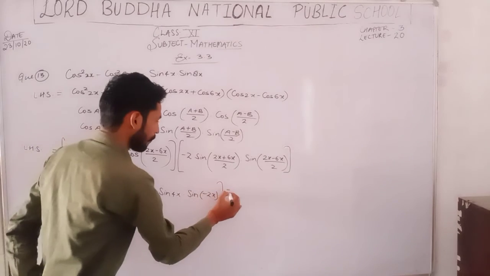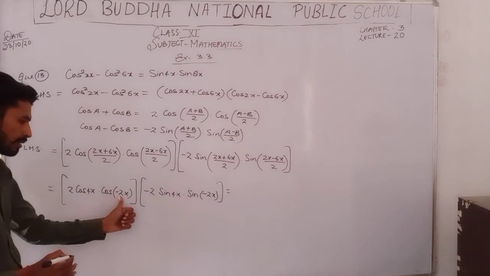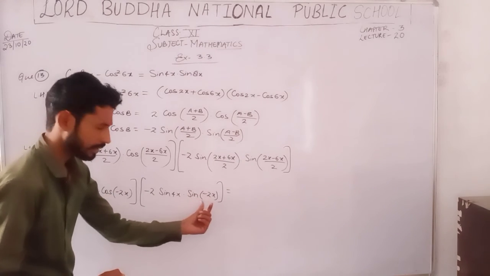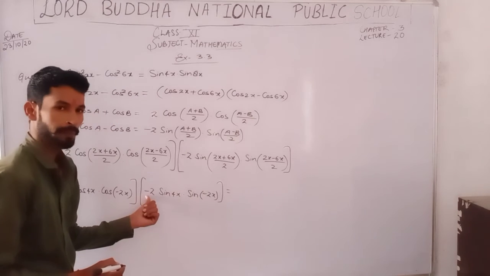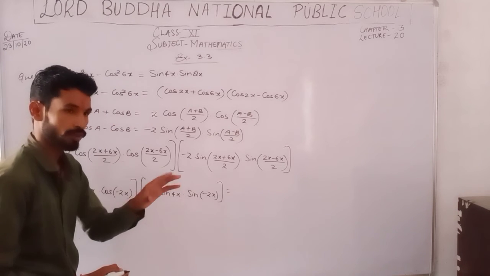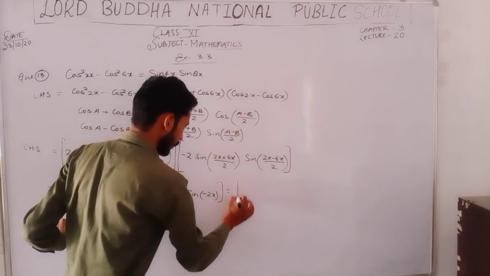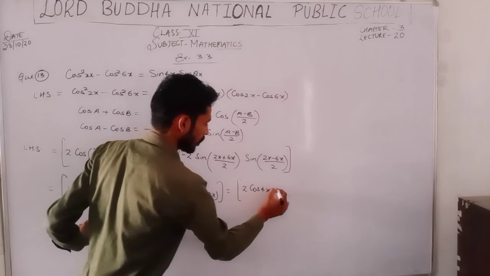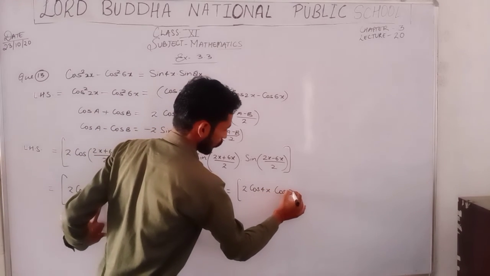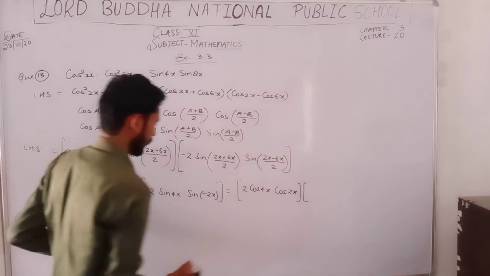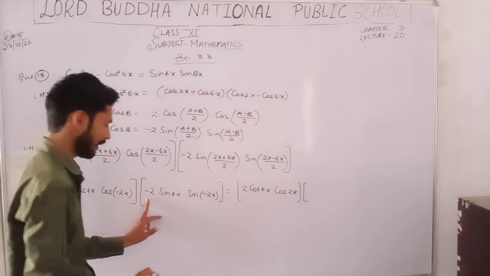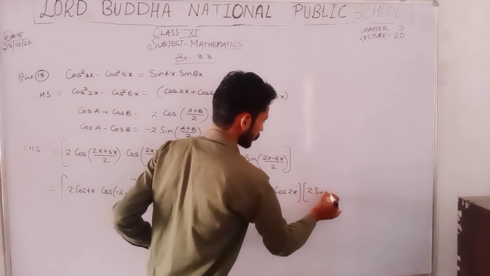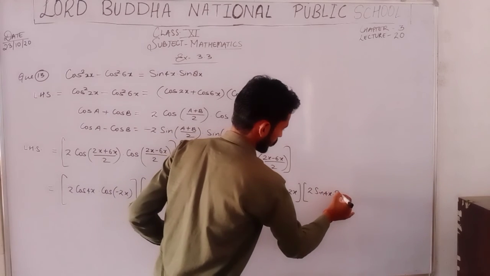Clear? Now here is cos of minus 2x, so it will be positive, but here is sin of minus 2x, so it will be negative, and also here is the minus sign, so minus into minus equals plus. So in this form 2 cos 4x into cos 2x, and in the next bracket minus and minus become plus, and that will be sin 4x into sin 2x.